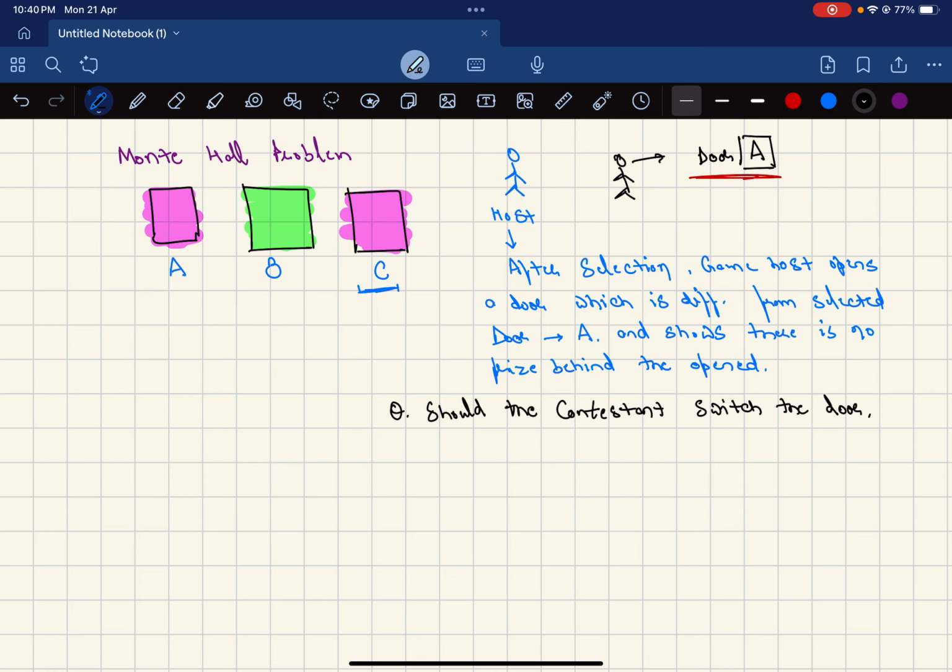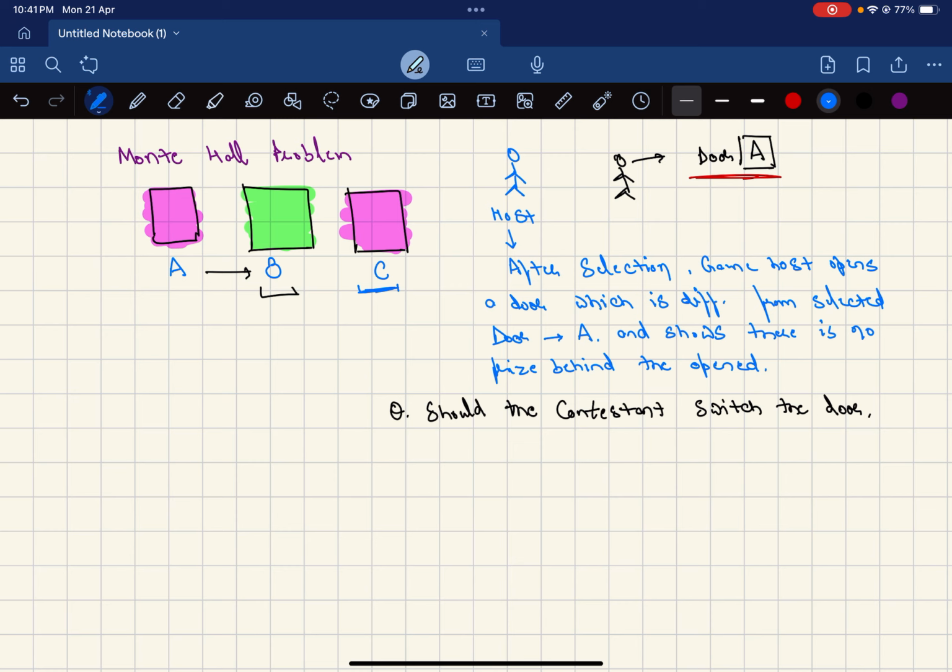Now, in this particular example, obviously if the contestant switches his door from A to B, the contestant would win the prize. But it is possible that initially the contestant could have selected the door B itself. Then in that case, if he had switched, he would not have won the prize. So what we do here, we don't make estimations. We look at exact calculations using probability and see what is the exact probability of whether the contestant would win if he switches versus if he does not switch.